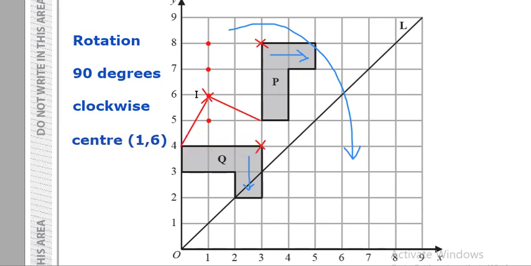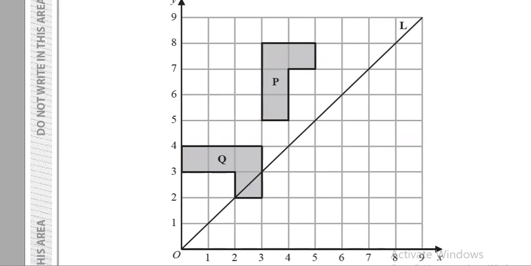And this is how you answer a question like this. Finding the center of rotation is not easy, but you have to guess and check the points that you're guessing, and by that, you'll answer the question. That's it for this question. I hope you understood the idea.